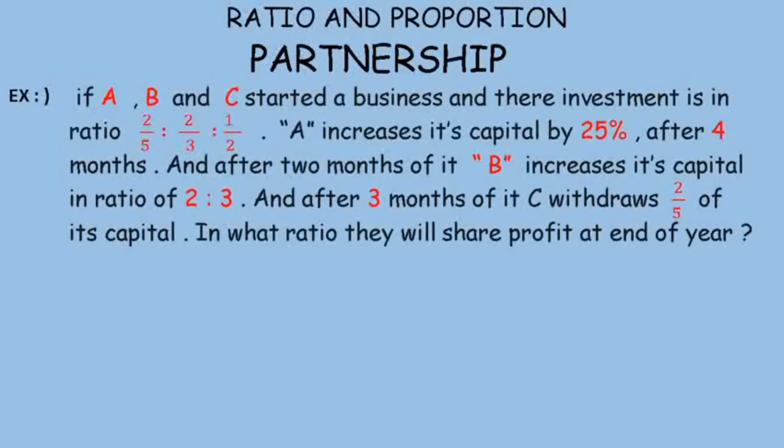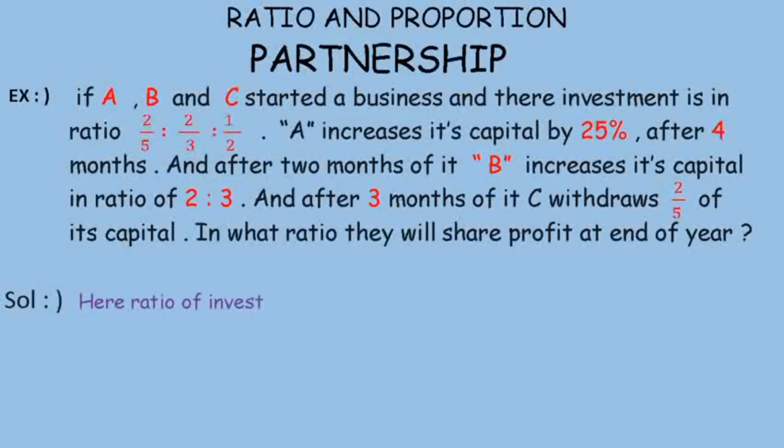If A, B and C started a business and their investment is in ratio 2/5, 2/3 and 1/2, A increases its capital by 25% after 4 months, and after 2 months of it, B increases its capital in ratio of 2:3, and after 3 months of it, C withdraws 2/5 of its capital. In what ratio they will share profit at end of the year?